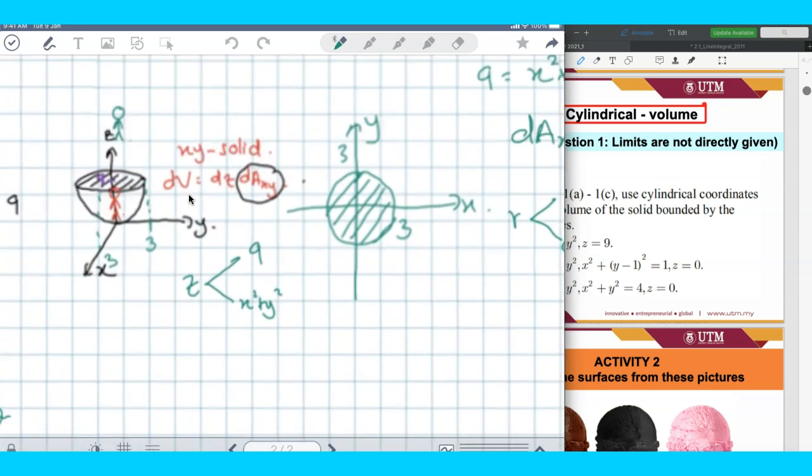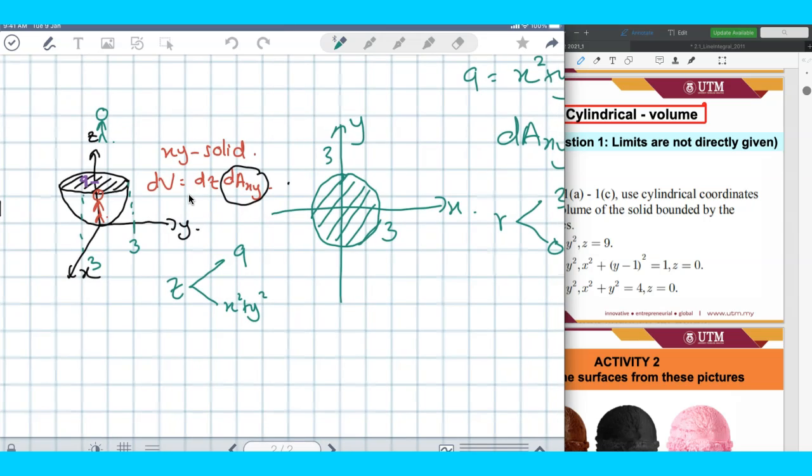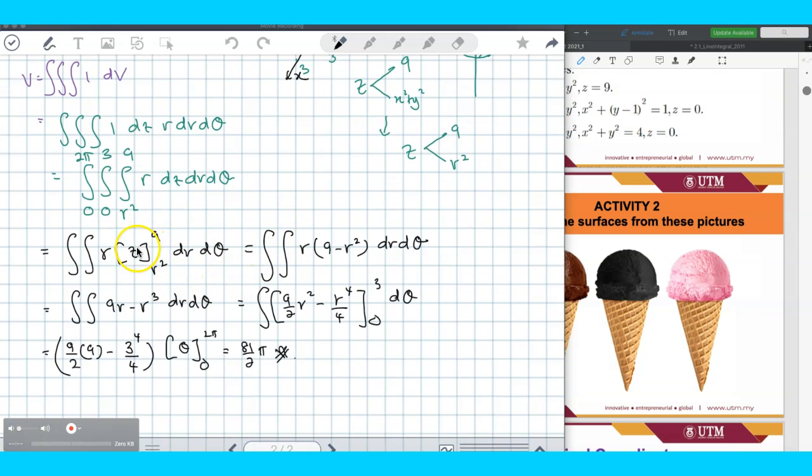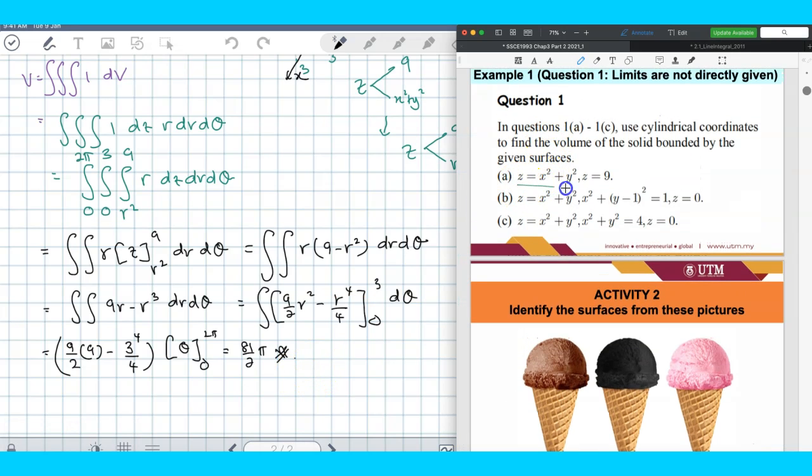But because we want to solve in cylindrical or polar, you have to convert the limit of z into r and theta. So x squared plus y squared is r squared and 9 is 9. So then we can substitute the limit of z, r squared to 9. Now we have a complete triple integral in cylindrical coordinates. Now it's time for us to evaluate. I'm going to explain in detail all the steps, so I'm sure that you have no problem here, and you have to show that the answer will be 81 over 2 pi. So that is the volume for the first question.